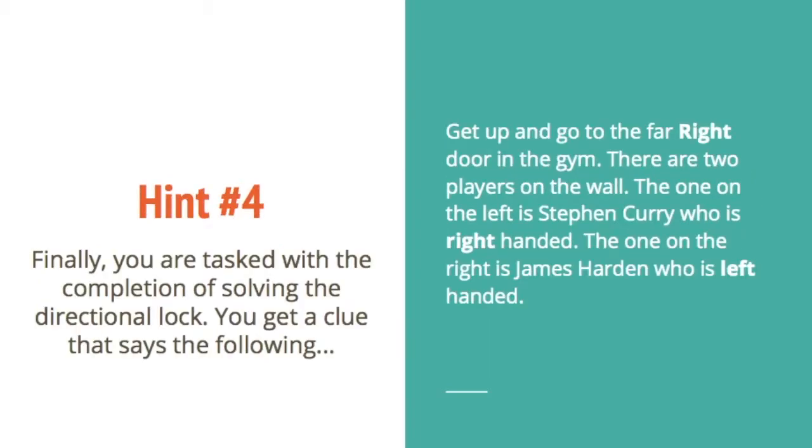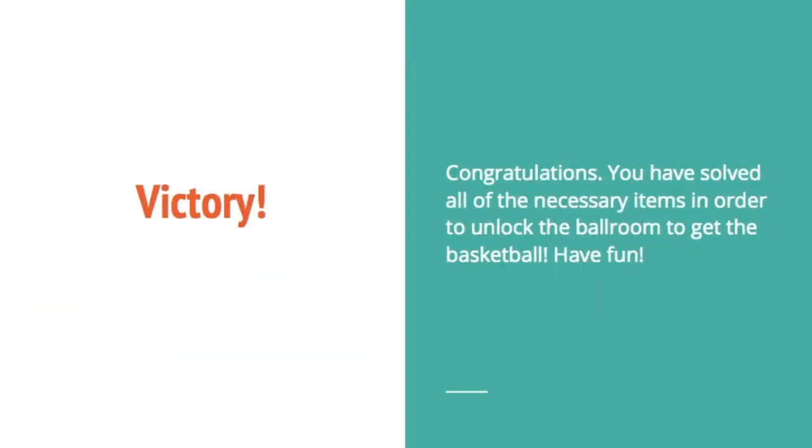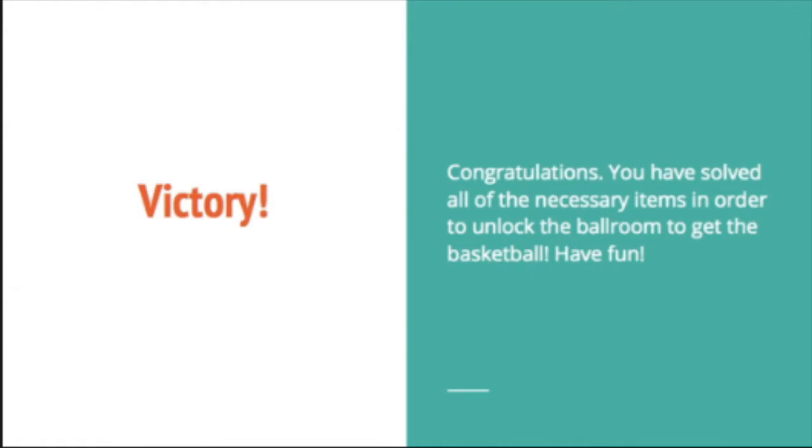In hint number 4, I then highlighted the right door, Stephen Curry, who is right-handed, and then James Harden, who is left-handed. This gets us the code right, left, left in order to solve the final lock, which is the directional lock. Eventually, your students will end up with victory. Congratulations, you have solved all of the necessary items in order to unlock the ballroom to get the basketball. Have fun!